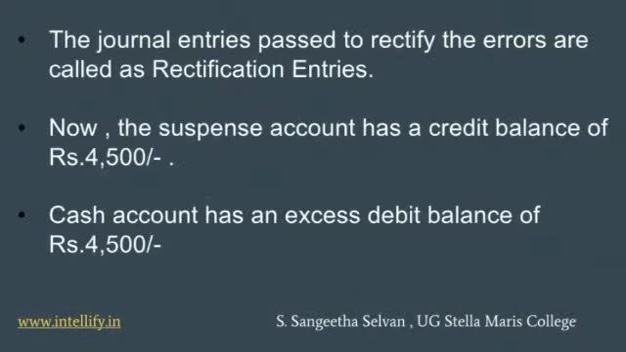Now the suspense account has a credit balance of 4,500 and the cash account has an excess debit balance of 4,500. These are the two things that we already know. Now how do we pass this entry? This is a very simple transaction, so we can easily pass it.